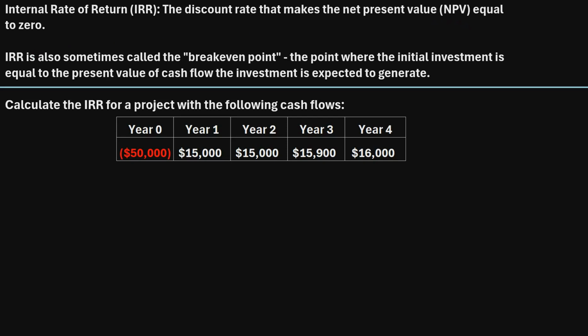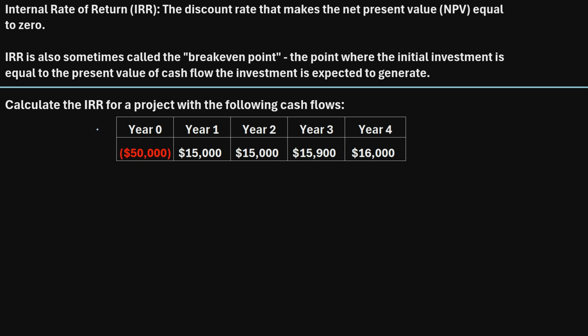Now, sometimes the IRR is also called the break-even point, because it's the point where the initial investment is equal to the present value of cash flow that the investment is expected to generate. So the easiest way to understand how to calculate IRR is with an example. So let's check out this example.